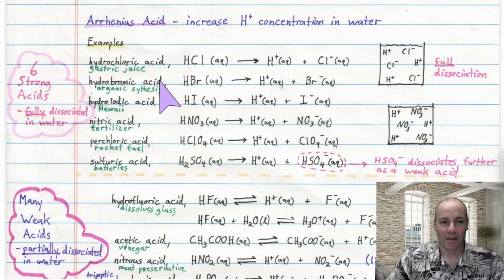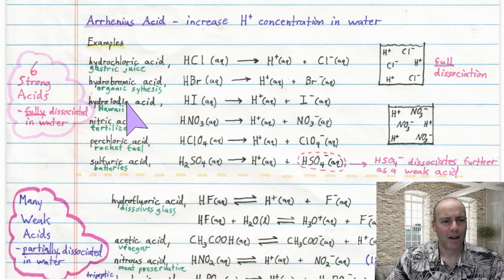Hydrobromic acid is used in organic synthetic reactions. So it's used to build organic substances, and it's used quite a bit. The chemical equation describing its dissociation is similar.